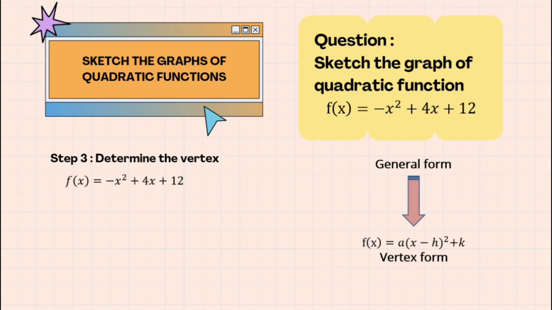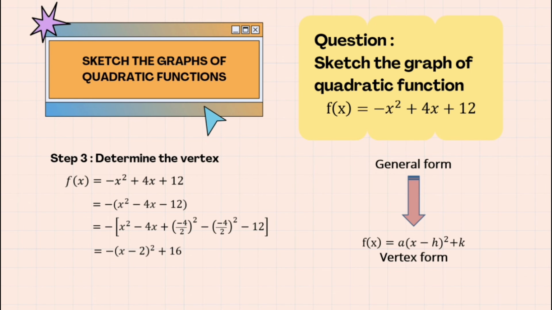x squared must be 1. So, factor out the -1. And in the bracket we should be left with x squared minus 4x minus 12. Next step is to add and subtract to the function the square of the coefficient of x divided by 2, as shown here. Solve the function, and now we have this vertex form function. So from here, we got the maximum point, which is (2, 16), and we also got the axis of symmetry.